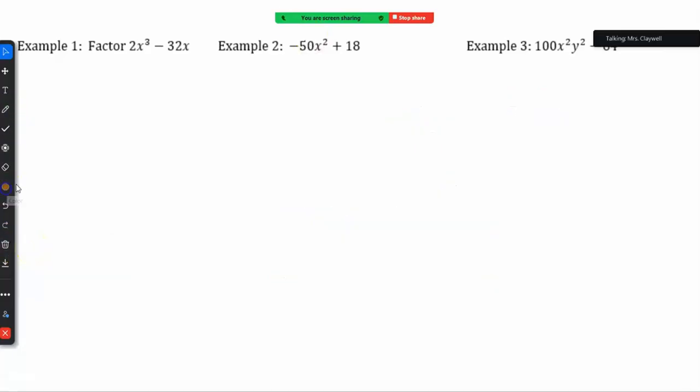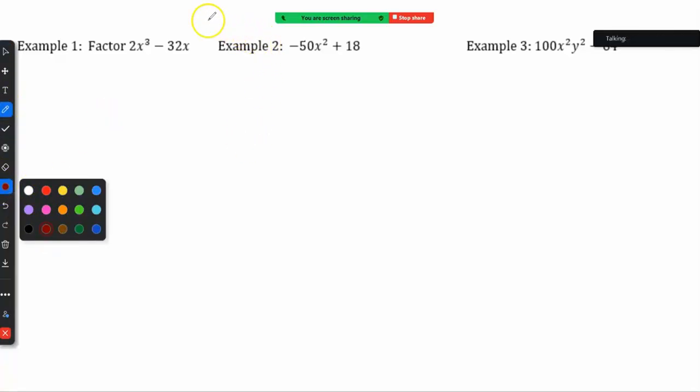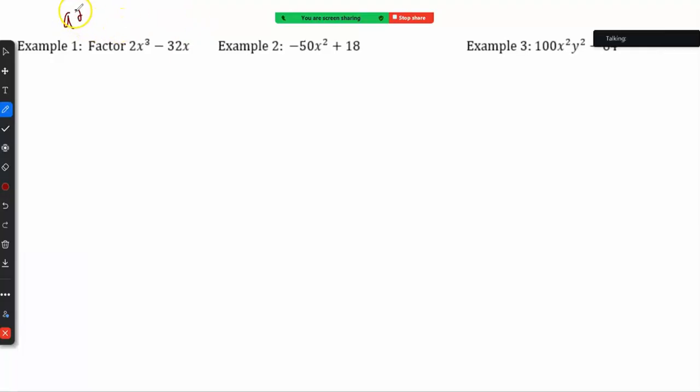Okay, so with this a plus b, a minus b in mind, I'm going to look at these three examples and see. Step one, do I have two terms? Yes. Step two, pull out a GCF. I see a 2x in common. So that becomes an x squared minus 16.